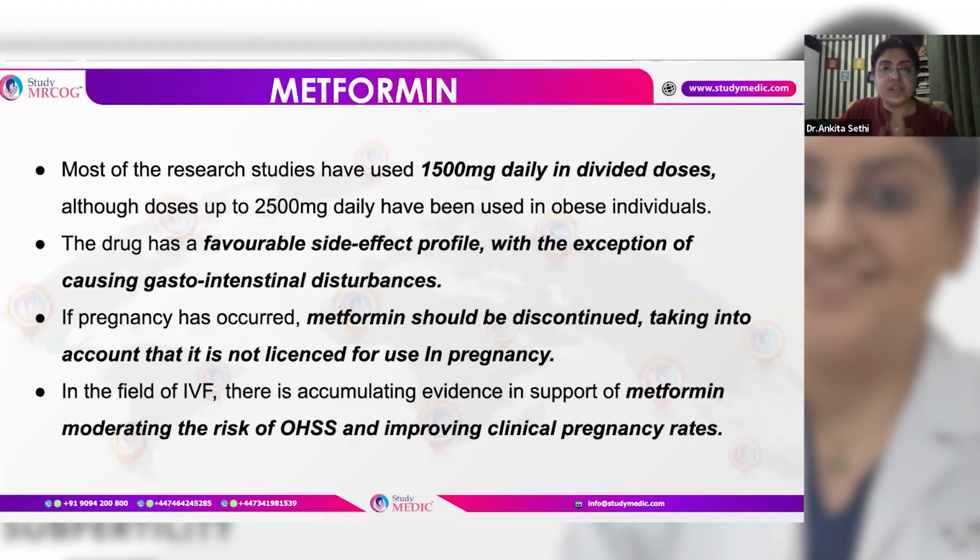With metformin, most of the research studies have used 1500 milligram daily in divided doses. Doses up to 2500 milligram daily have been used in obese patients. The drug has a favorable side effect profile with the exception of gastrointestinal disturbances. If pregnancy has occurred, metformin should be discontinued, taking into account that it is not licensed for use in pregnancy. In the field of IVF, there is accumulating evidence in support of metformin moderating the risk of OHSS and improving clinical pregnancy rate.